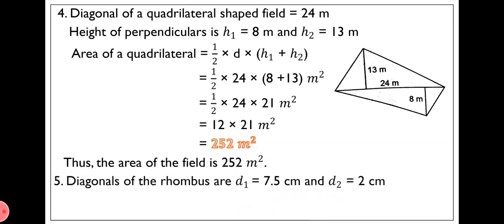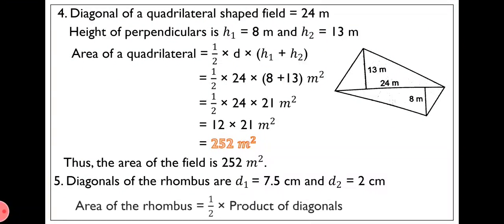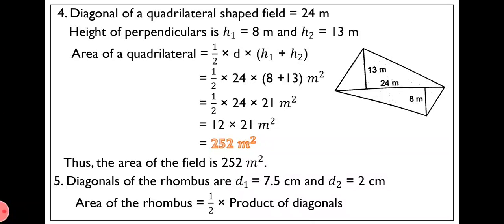So solution number 5. Diagonals of the rhombus are d1 equal to 7.5 centimeter and d2 equal to 12 centimeter. Sorry, it is written by mistake. It is 12 centimeter, dear students. Don't make a mistake. Here it is 12 centimeter. So when you are writing, please write properly. Further, it is given area of the rhombus equal to half into product of diagonals.